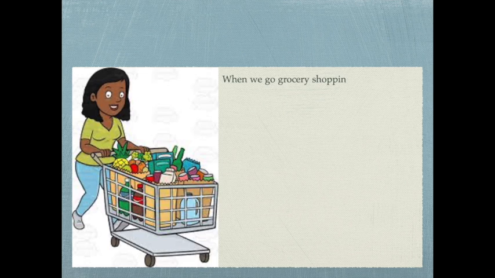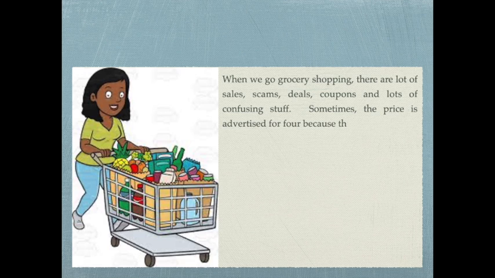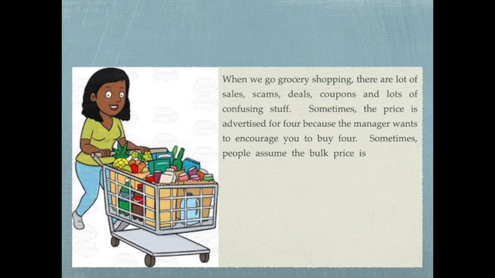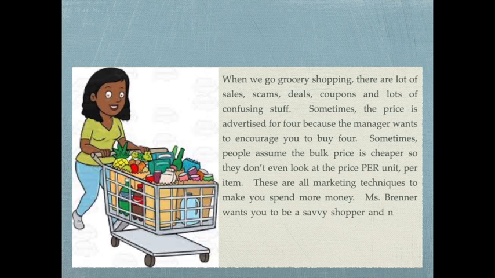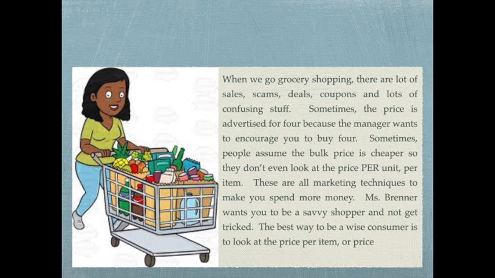When we go grocery shopping, there are lots of sales and scams and deals and coupons and lots of confusing stuff. Sometimes the price is advertised for 4 because the manager wants to encourage you to buy 4. Sometimes people assume the bulk price is cheaper, so they don't even look at the price per unit or per item. These are all marketing techniques to make you spend more money. Miss Brenner wants you to be a savvy shopper and not get tricked.